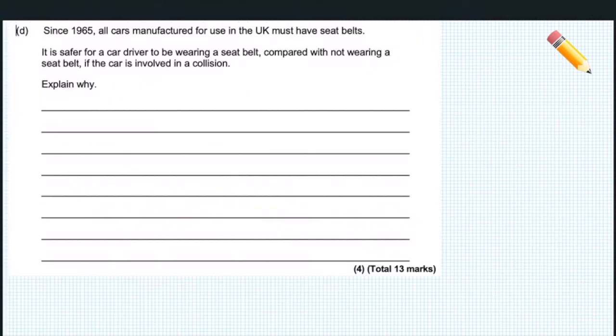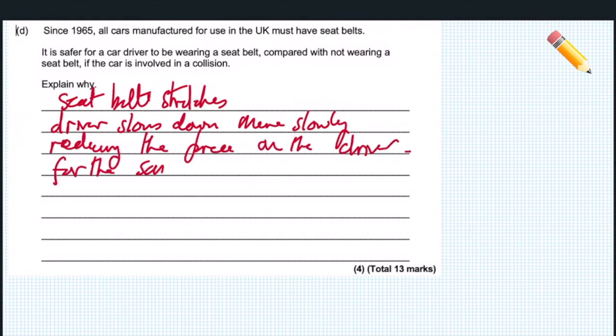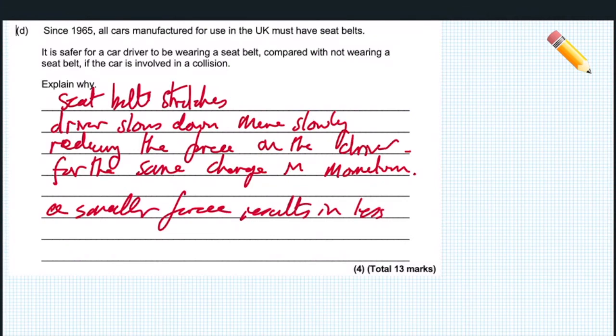That is our velocity. Since 1965, all cars manufactured for use in the UK must have seatbelts. It's safer for a car driver to be wearing a seatbelt compared with not wearing a seatbelt if the car is involved in a collision. Explain why. First thing is that the seatbelt stretches. Not a lot, but it does stretch a little bit. The driver slows down more slowly, reducing the force on the driver for the same change in momentum. That'll get us probably 3 of the 4 marks. A smaller force results in less serious injuries.